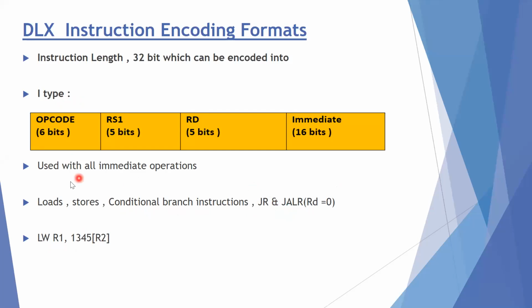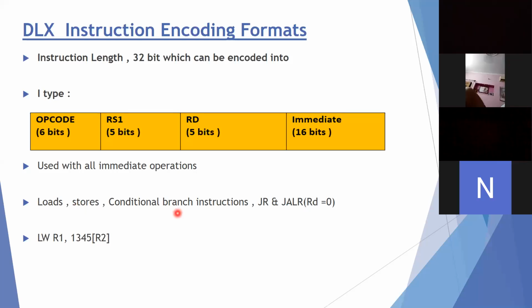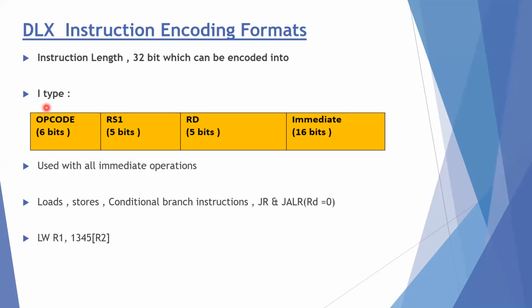For the time being, you should all know that all immediate operations, all loads and stores and conditional branches are encoded using the I type.